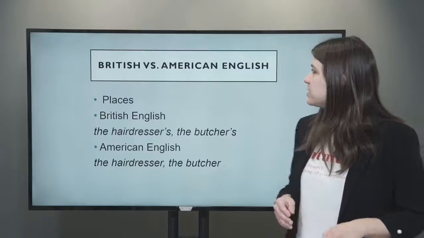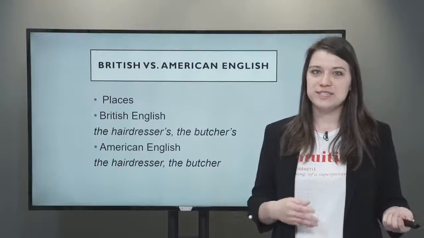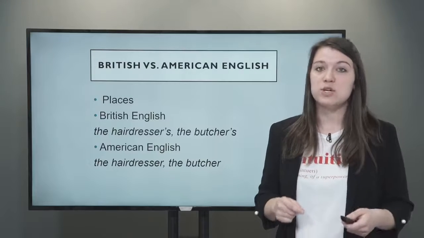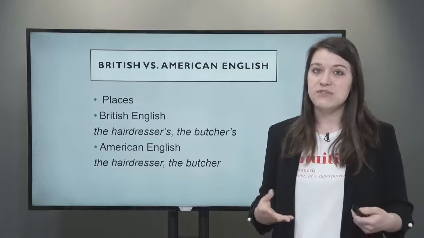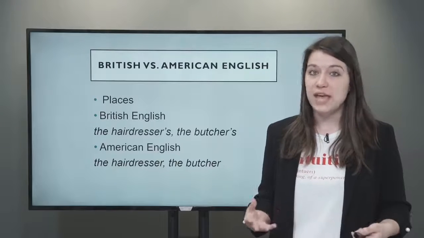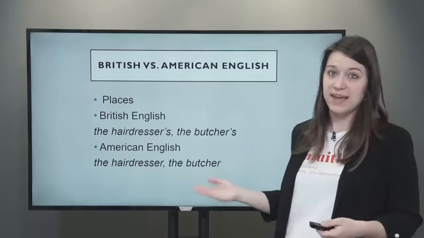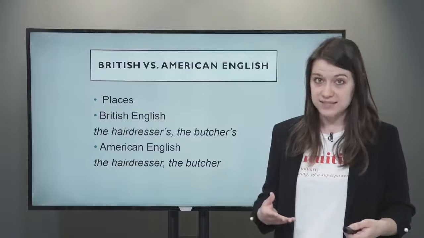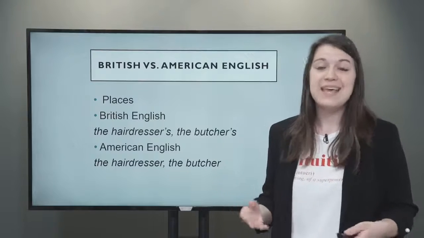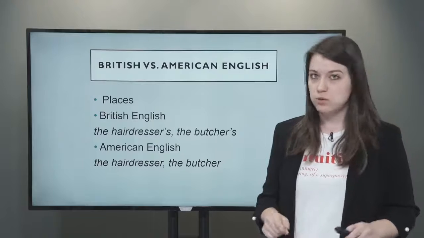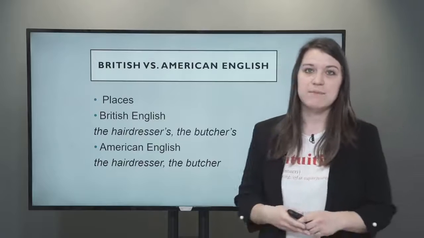Okay, now let's do a reminder real quick of British English versus American English. One thing to remember, that in British English, they use the possessive to talk about specific locations. For example, the hairdresser's and the butcher's, okay? Here we use an apostrophe S. I'm going to the hairdresser's. I'm going to buy some meat at the butcher's. In American English, we do not do this. It's simply the hairdresser and the butcher, okay? Something to keep in mind.